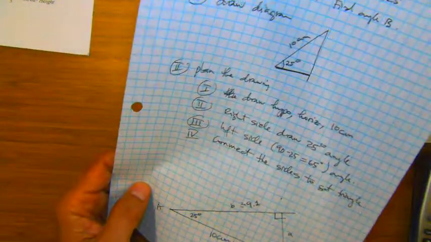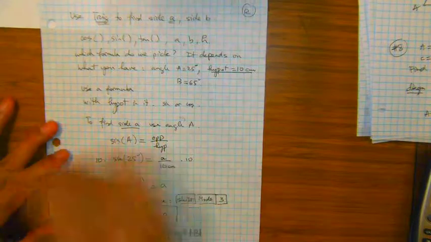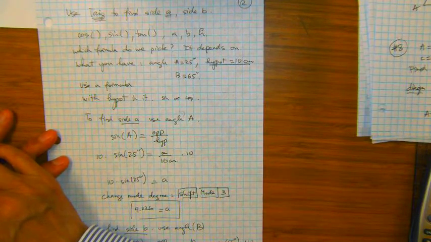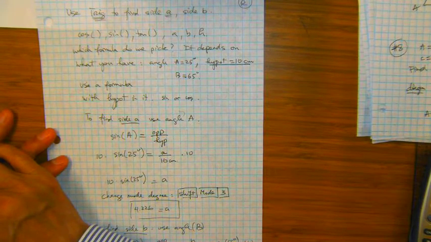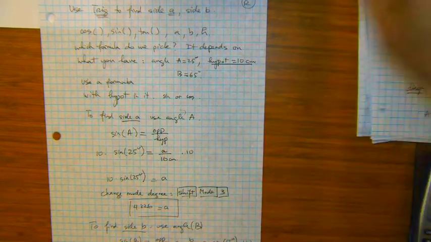Okay, so that's number 8. All right, so then you just go home and do numbers 1, 3, 5, 7, 9, and 11. And then next time I'll do number 12.